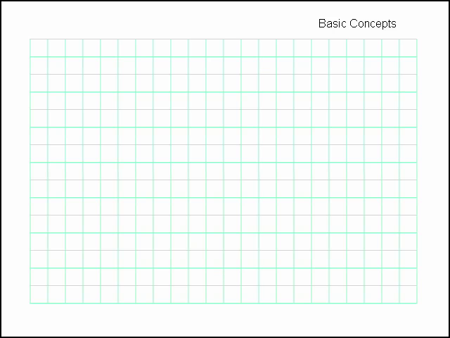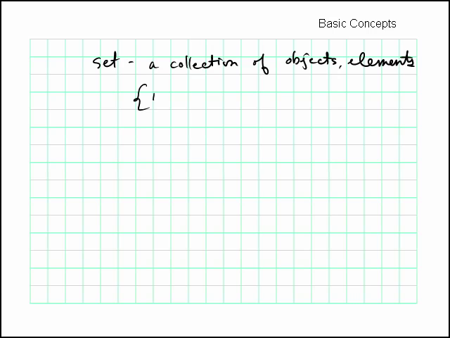Okay, this first lesson is just a quick review of some of the basic concepts that we need for algebra. The first is the idea of a set. A set is a collection of objects, which are called elements here. Elements usually for us in algebra class are numbers, so an example of a set would be the set that consists of the elements 1, 2, 5, 7. That's a set, and the elements in the set are the 1, 2, the 5, and the 7.